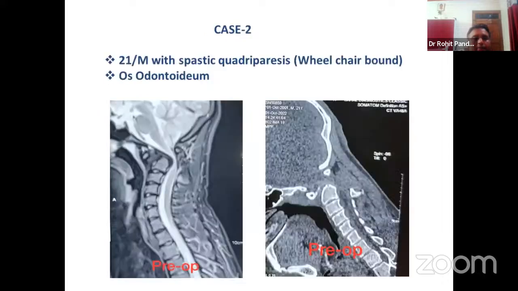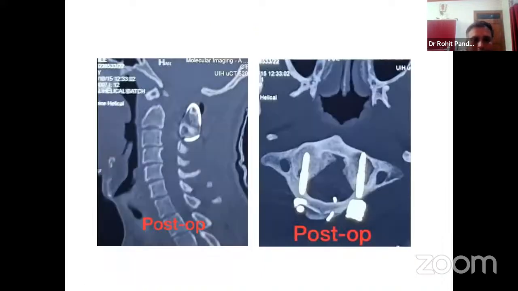My second patient was a 21-year-old male who presented with severe spastic paralysis, and he was wheelchair bound. On the MRI and CT scan, we can see he had an os odontoideum with high cervical myelopathy. These are the pre-op images, which very well explain the clinical picture.